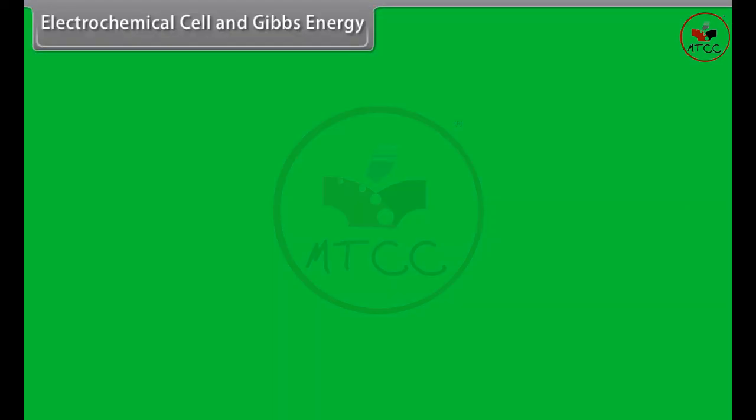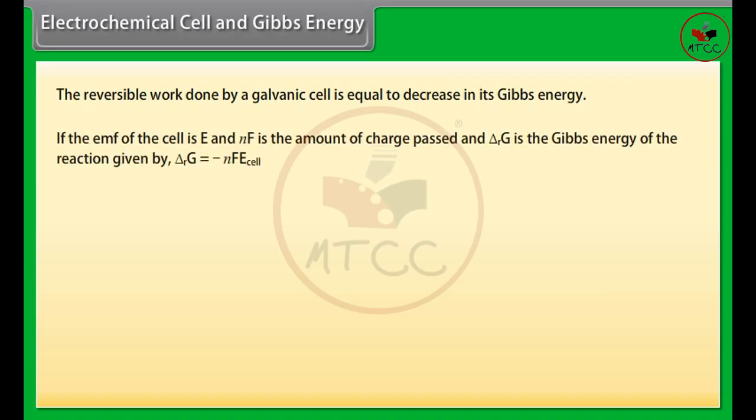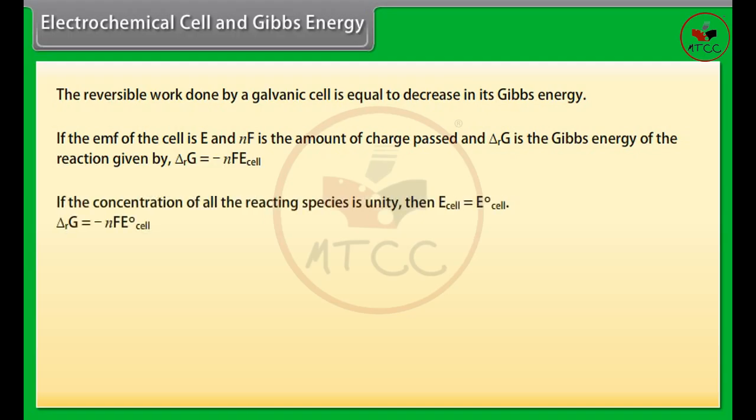Electrochemical cell and Gibbs energy. The reversible work done by a galvanic cell is equal to the decrease in its Gibbs energy. If the EMF of the cell is E and nF is the amount of charge passed, and ΔrG is the Gibbs energy of the reaction, then ΔrG = −nF E cell. If the concentration of all the reacting species is unity, then E cell is equal to E° cell, and ΔrG° = −nF E° cell.